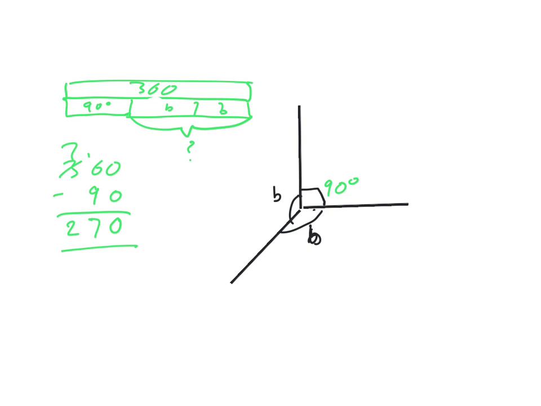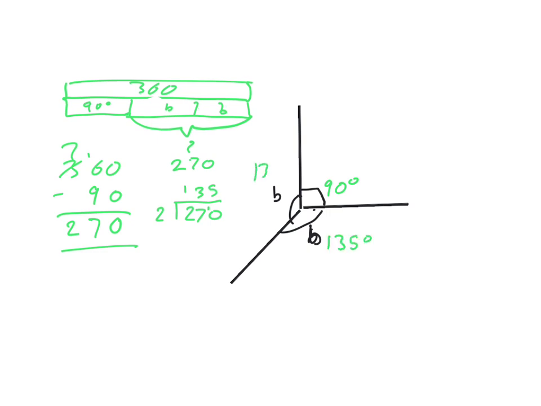They're 4 numbers we need to remember. They come up quite a lot. So now I know that 2 of these are 270. How do I find one of them? Let's divide by 2. 270 divided by 2. 2 into 2 goes 1. 7 divided by 2 is 3, remainder 1. 10 divided by 2 is 5. So B is 135 degrees.